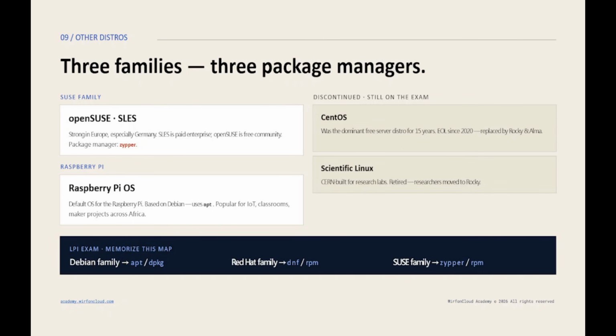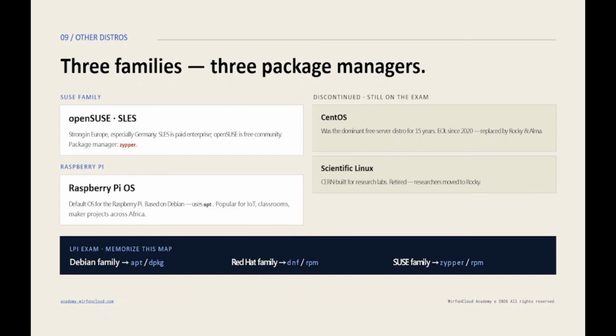3 families, 3 package managers. Think carefully about this mapping. It shows up on every LPI exam. Debian family, that's Debian, Ubuntu, Mint. They all use APT. Red Hat family, that's RHEL, Rocky, Alma, Fedora, Amazon Linux. They all use DNF, with Yum as the older name on Red Hat Enterprise Linux 7 and earlier.